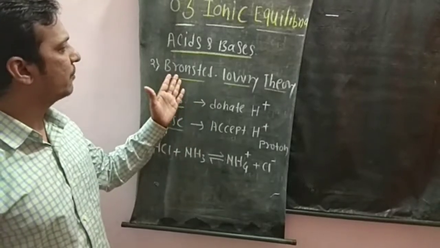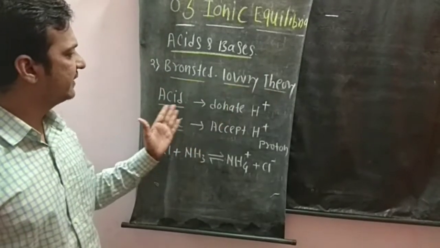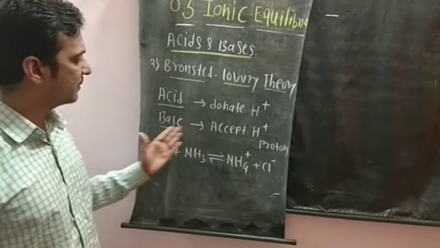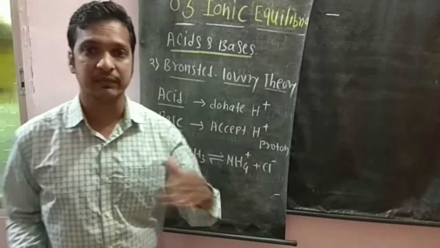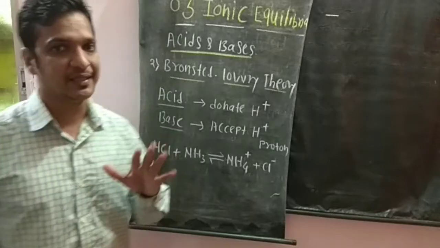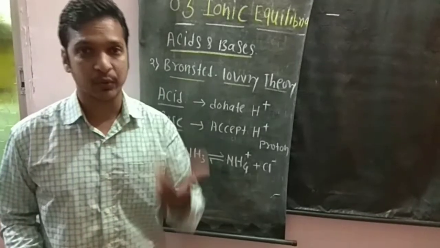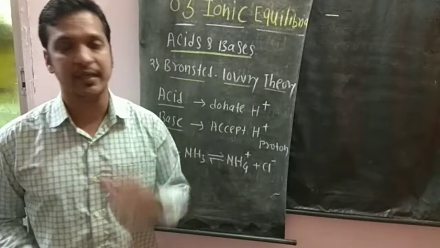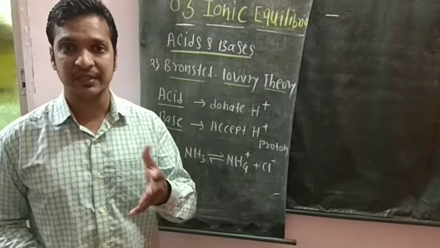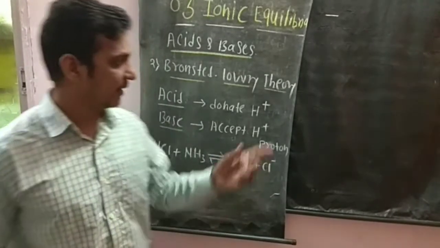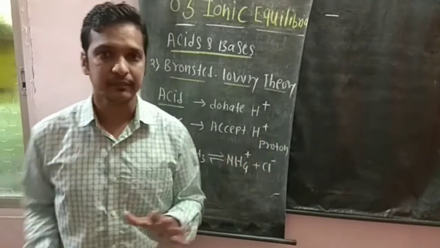So according to the Bronsted-Lowry theory, acid is a substance which donates H plus, and base is a substance which accepts H plus from another substance. Acid donates a proton, H plus, to the other substance. And base accepts the proton, H plus, from another substance, where H plus is called a proton.